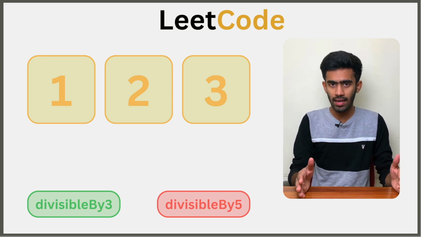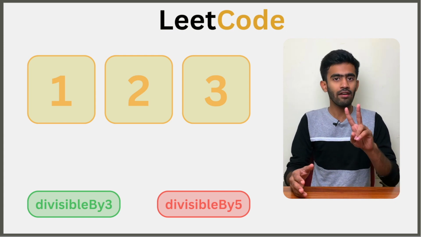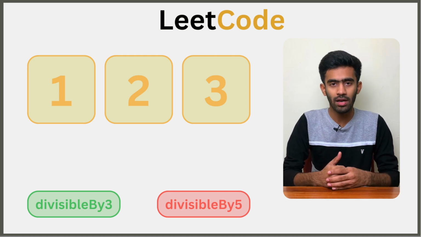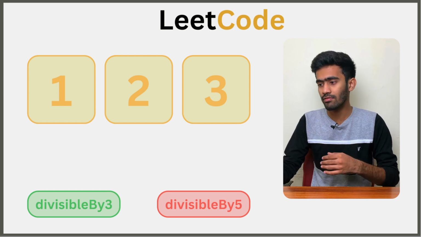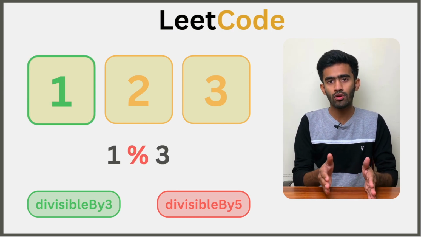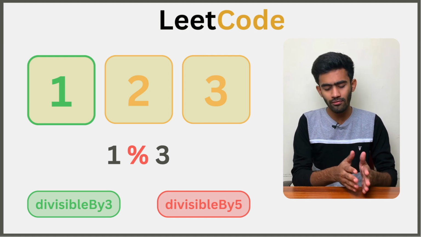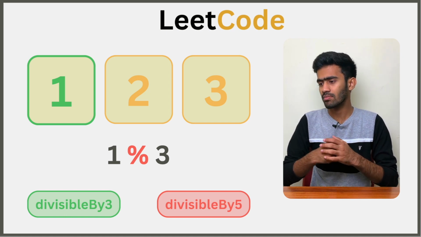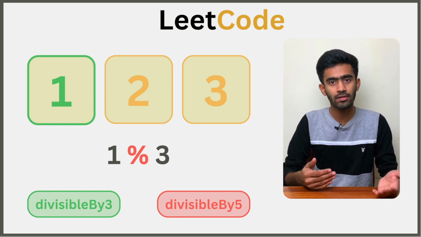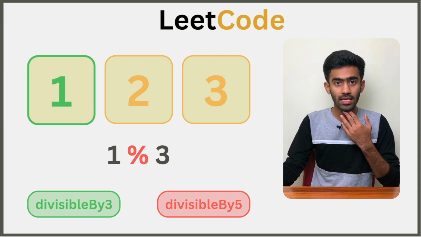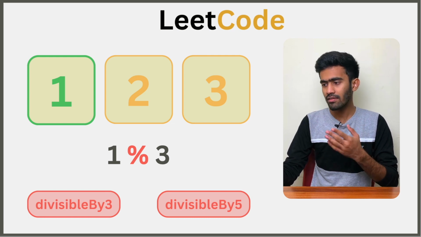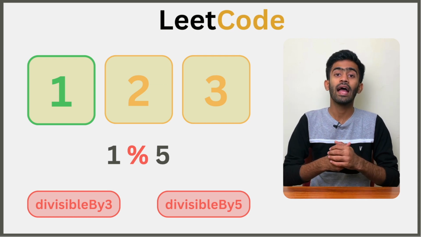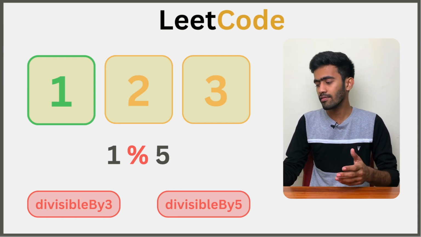So we have a number n, we are iterating from 1 to n, and we have 2 Boolean variables, one divisible by 3 and the other divisible by 5. First let us start with the first number, which is 1. We check whether 1 modulo 3 equals 0, which would mean the value is divisible by 3. But here 1 modulo 3 gives us a remainder of 1, which is not equal to 0. Hence divisible by 3 is false. We change the green color to red. Now we check 1 modulo 5, which is also 1 and not equal to 0. Hence divisible by 5 is also false.